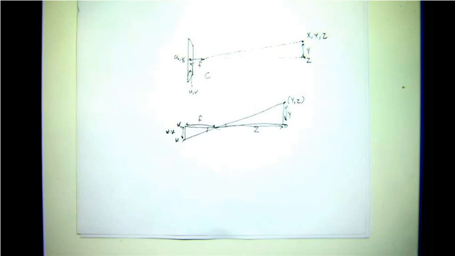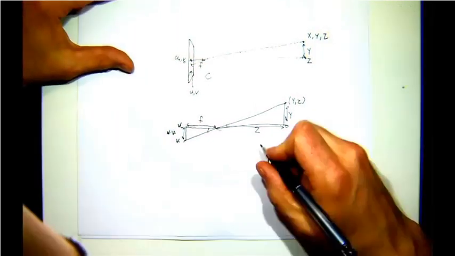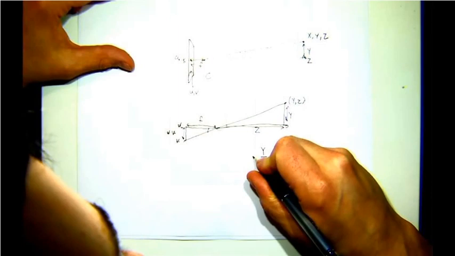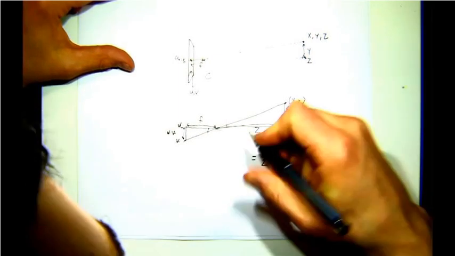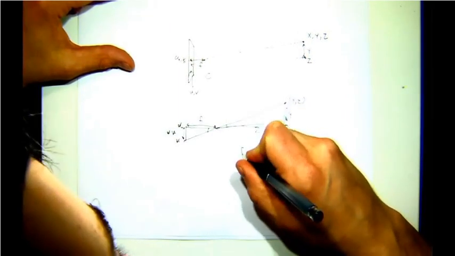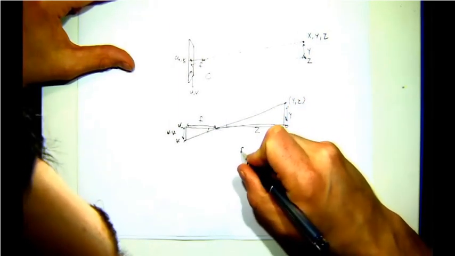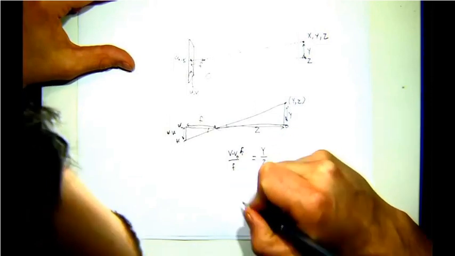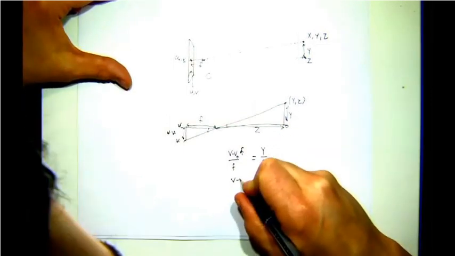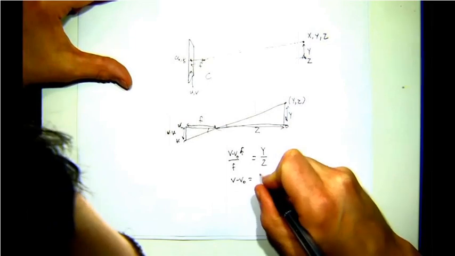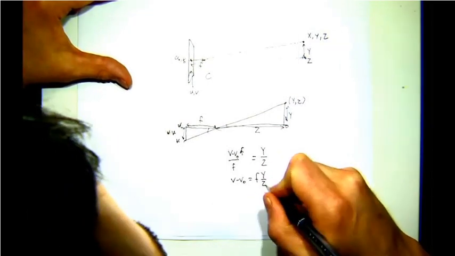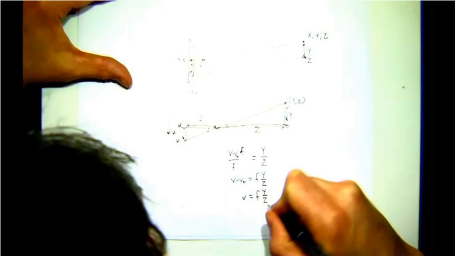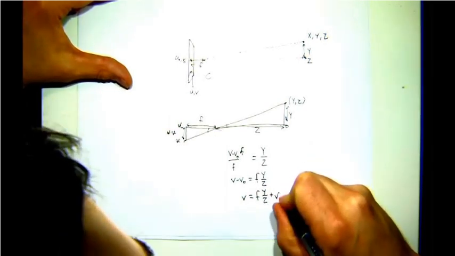And so we have y over z equals v minus v naught over f. So v minus v naught equals fy over z, or v equals fy over z plus v naught.